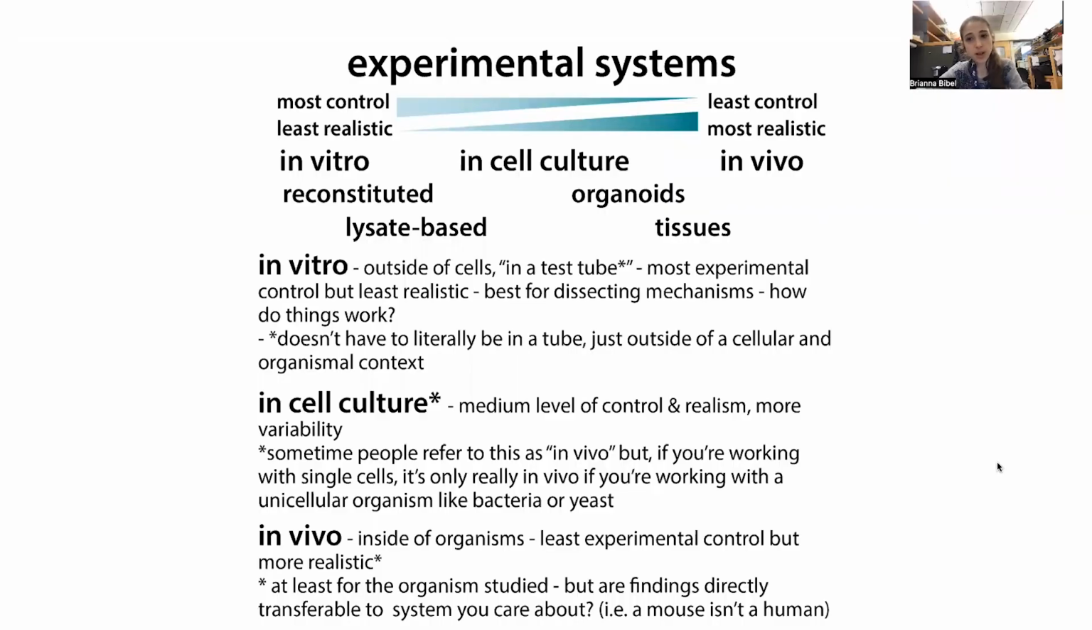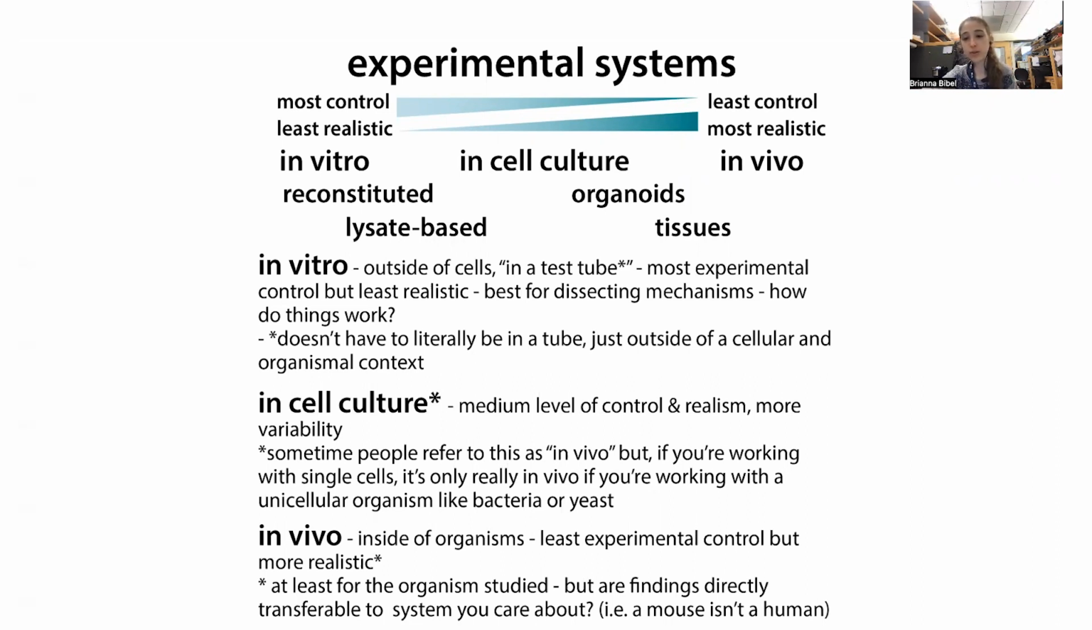So first, some of the terminology, and note that sometimes people will use the terminology differently, and sometimes there's a little bit of a gray area. But we can think about two extremes being in vitro and in vivo. So in vitro is going to be outside of cells. Sometimes this is called in a test tube, but it doesn't actually have to be in a test tube. It just has to be outside of the cellular and organismal context.